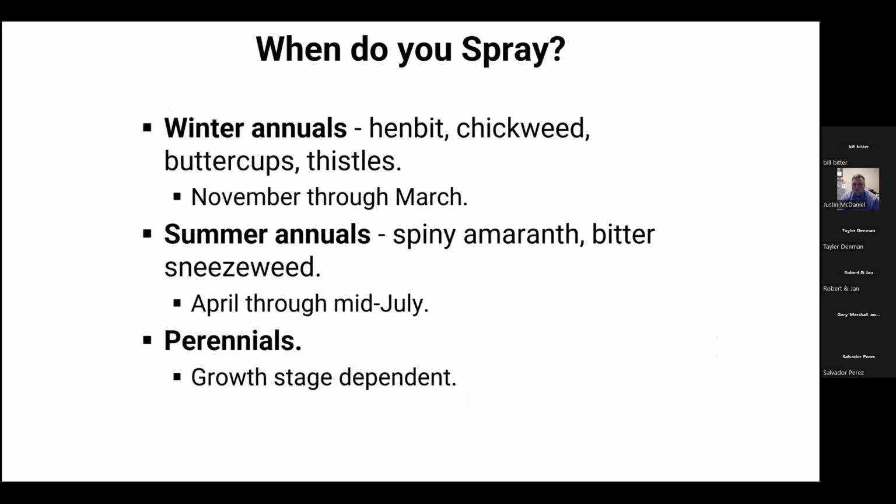So looking at when to spray these different types of weeds, winter annuals, you could potentially spray those November through March. Summer annuals, April through mid-July. Again, they've got that long germination window, so it may be a little bit more difficult. And then perennials is going to be a little bit more dependent on what their growth stage is.